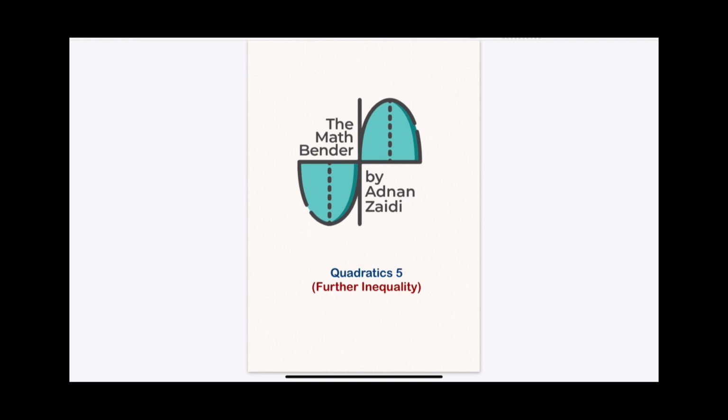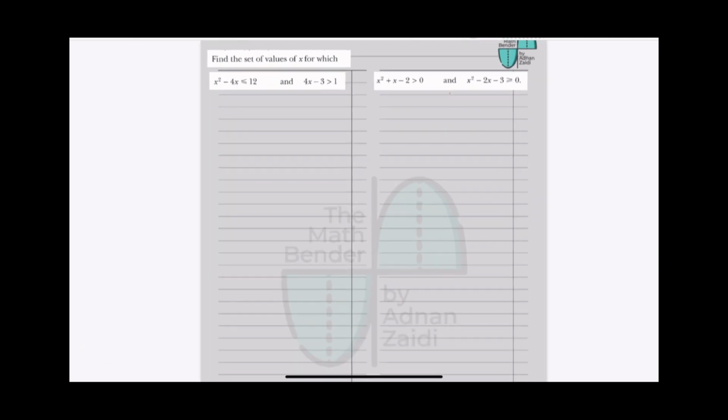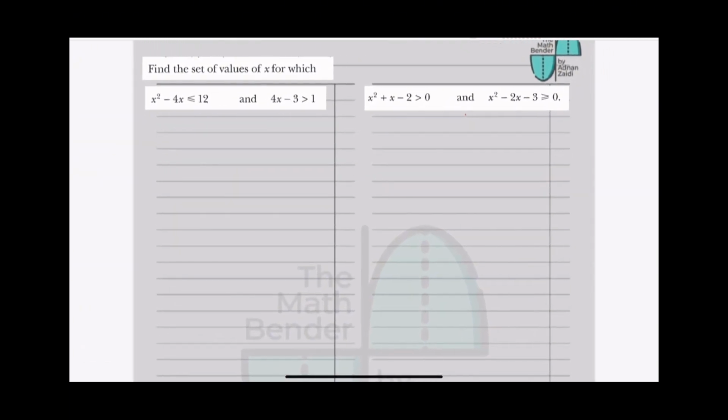In this section we'll talk about further inequalities. In my last session we talked about quadratic inequalities, but when we face more than one inequality at the same time and we have to prove both of them to be correct, how do we cater to that? Let's start. Okay, so we have a question like this.